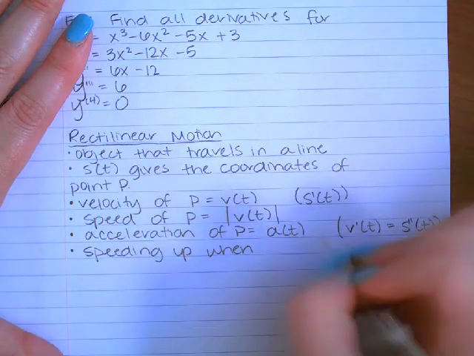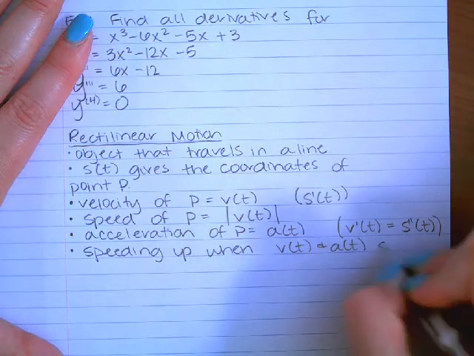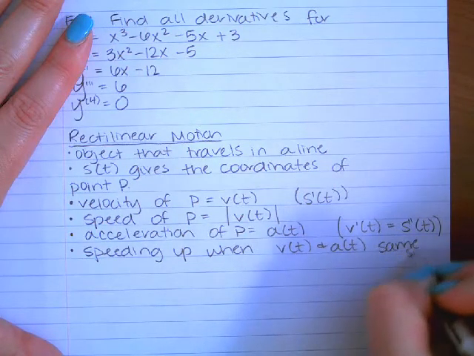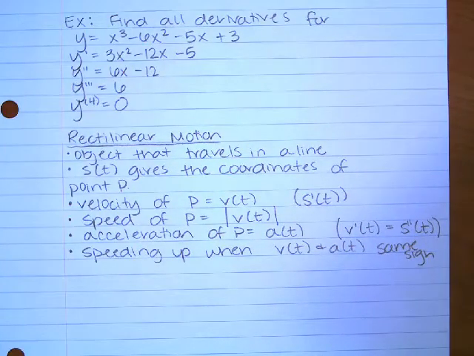when velocity and acceleration are the same sign. So if the velocity is negative and the acceleration is negative, it's like slowing down in the backwards direction. The negatives cancel out, it makes a positive.